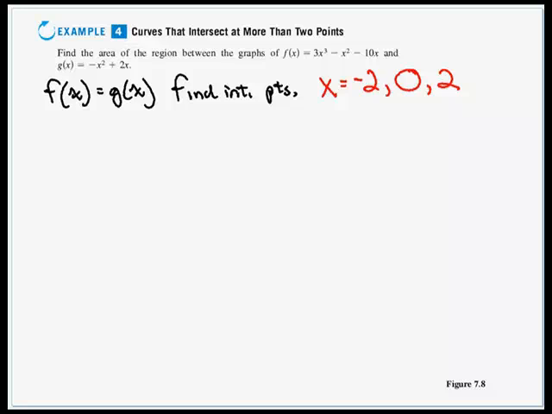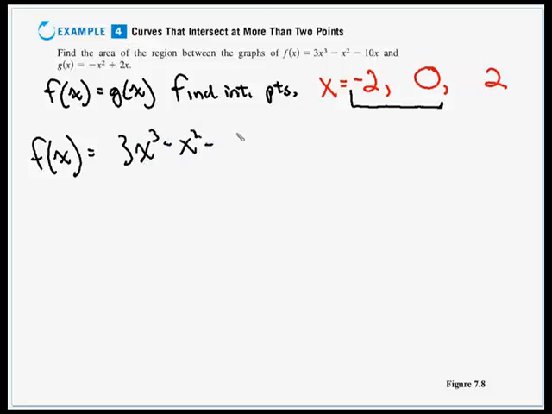So let's figure out which is above the other. And let me spread this out a little bit here. Okay, our first interval goes from negative 2 to 0. Which graph is going to be higher, f of x or g of x? And I'm just going to rewrite them here so we can evaluate real quick. F of x is 3x to the third minus x squared minus 10x. G of x is negative x squared plus 2x. Right in between these two is the value negative 1. So if I plug negative 1 into both of these functions and see which one is higher, that's the one that's going to be higher for the whole interval.